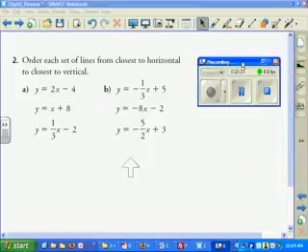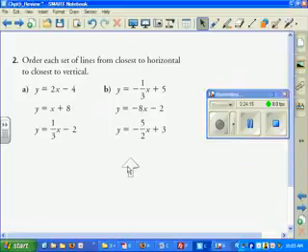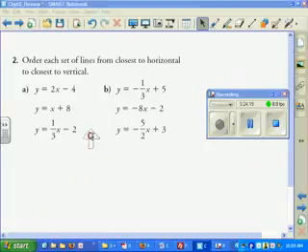Period 2, question 2 from the review. Order each set of lines from closest to horizontal to closest to vertical. Given A and B. Start with A.